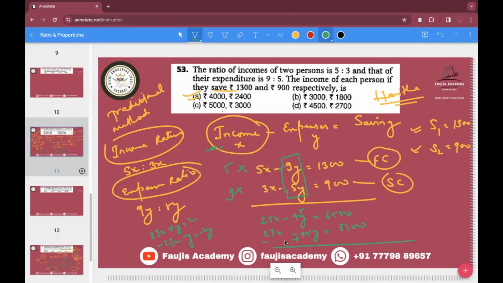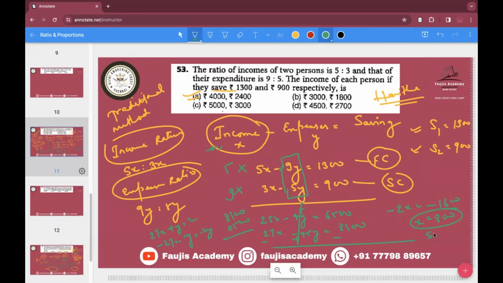Over here, the plus, we write minus. Over here, plus, we write minus. Over here, plus, it's minus. This one got out. Okay. So minus 2x is equal to 6500 minus 8100. How much is 81 minus 65? 16. Right. So it is minus 1600. What is the value of x? It is 800. Any doubt, anyone, up till here?